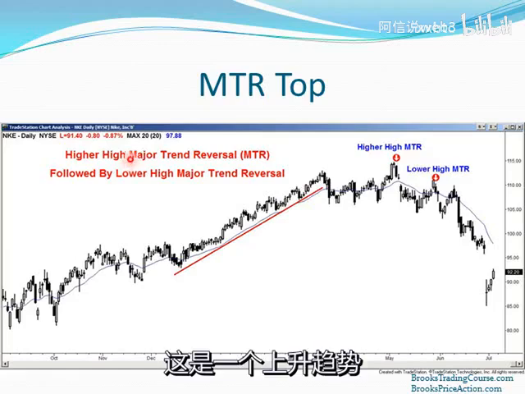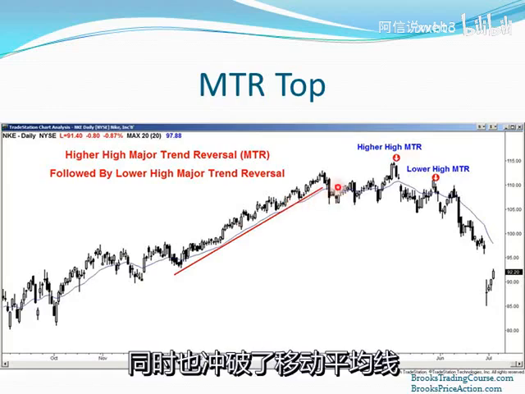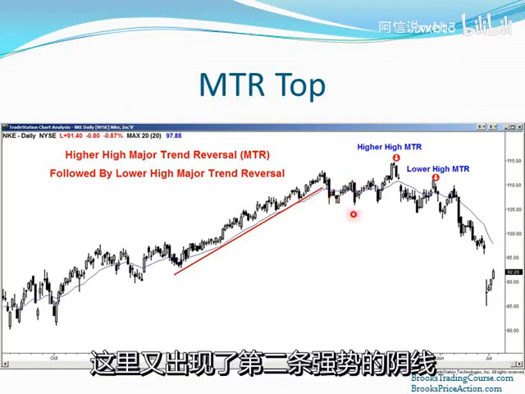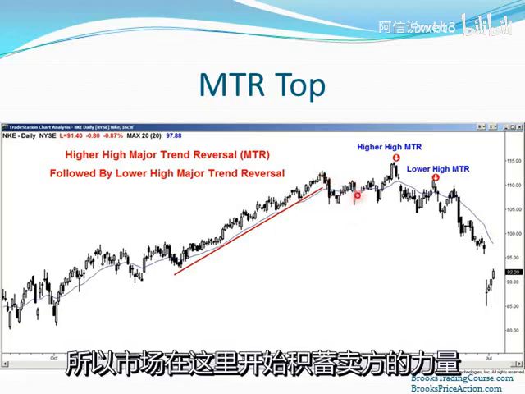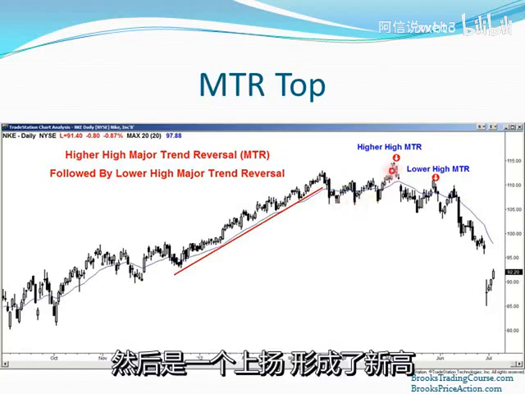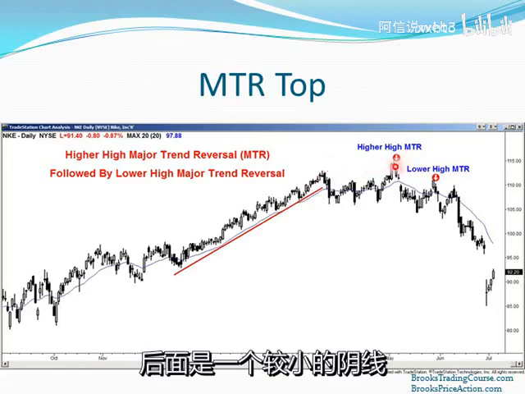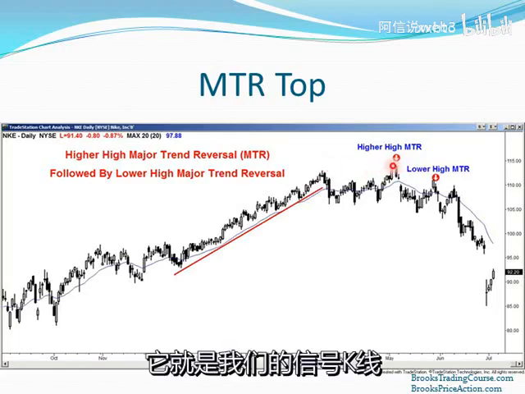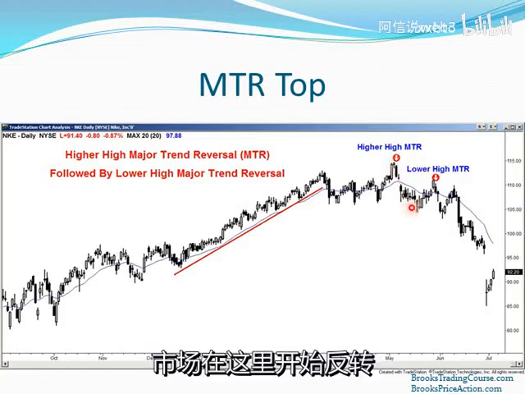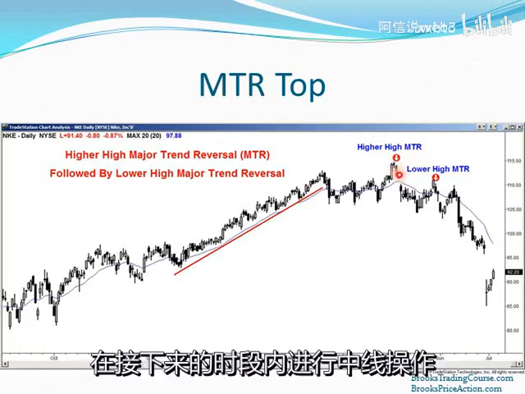So here's an example. We have a bull trend. Here's a channel, a strong break below the bottom of the channel and the trend line, and below the moving average. And then we have a second strong bear bar. So we're starting to accumulate selling pressure in here. We have a triangle, 3 pushes down, and then a rally into a new high. So a higher high, and then we have a small bear bar for the signal bar, and the market reversed down. So you sell 1 tick below the low of that bar for a swing trade down.